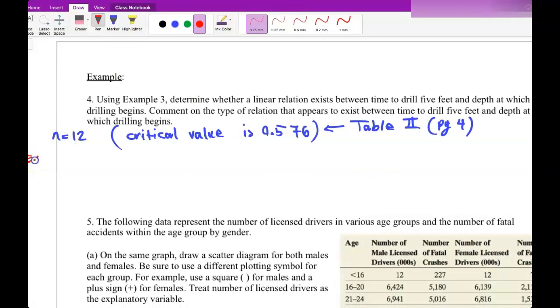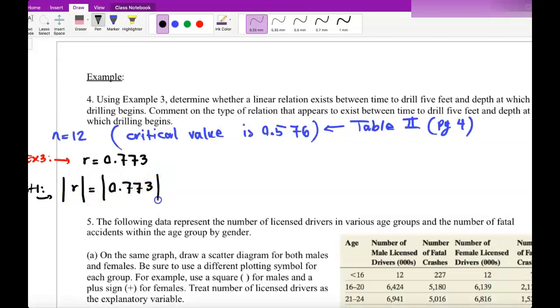And from example 3, we had this part. Our correlation coefficient was equal to 0.773. So step 1, you should find the absolute value of r, which is equal to a positive number. So this was step 1. This one was step 2.